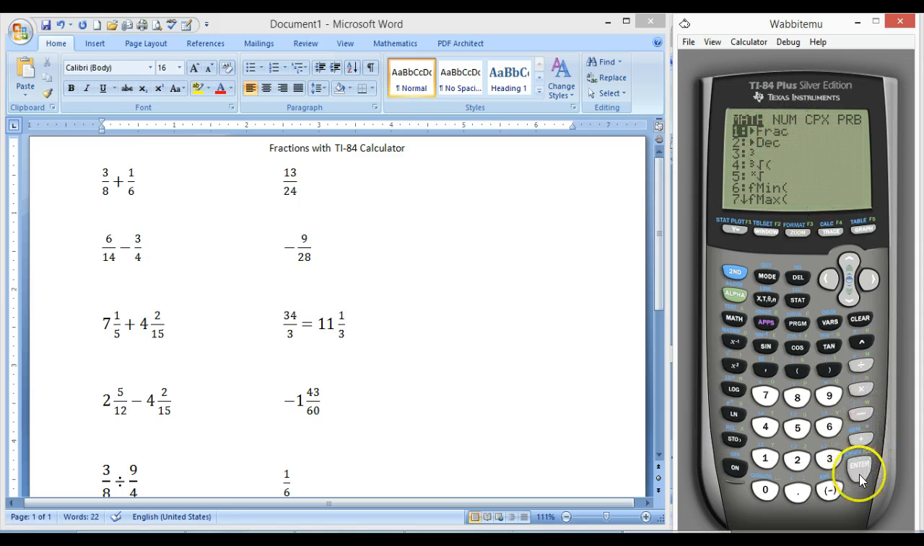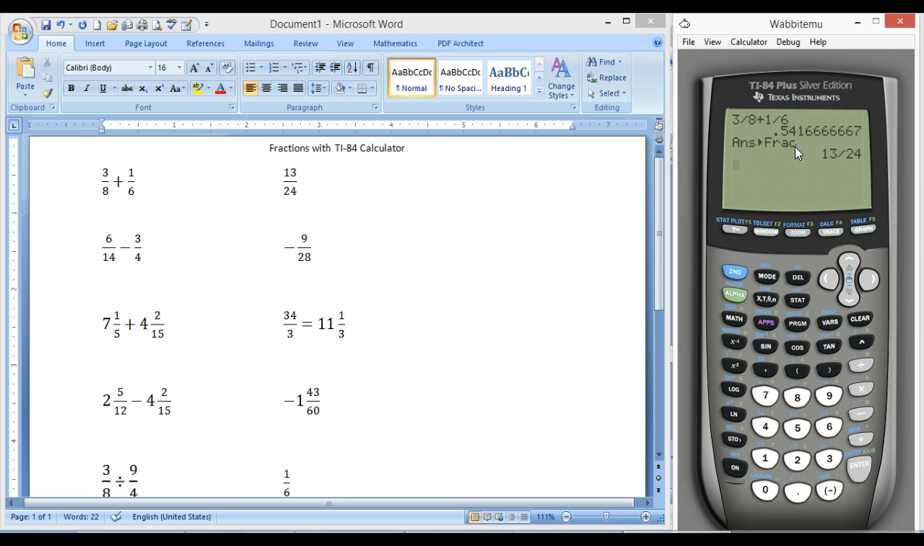So I'm going to press enter to select number 1, or I can press 1 to select that first option, and you'll see it says, now please type my answer to fraction. Press enter, and there we go. We get our answer in the fractional form, 13 over 24.